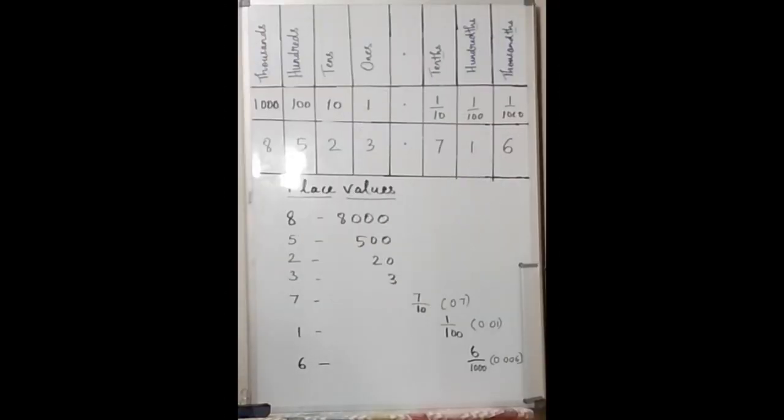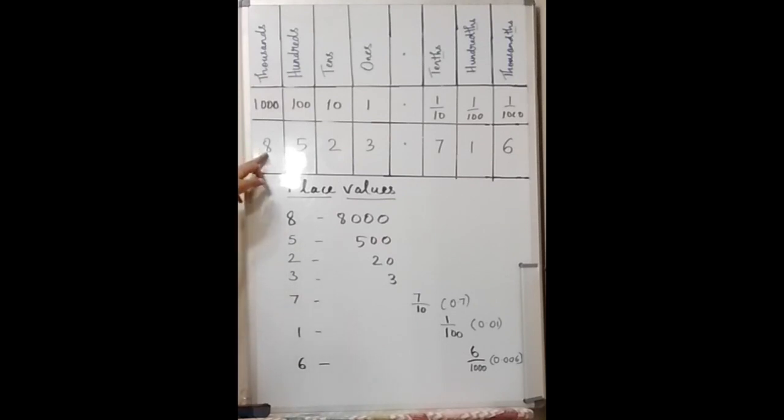We are going to represent another number in the place value chart. I have here 8,523.716. Did you notice that I said 0.716? I did not say 716 because we have to read a decimal number like this. It is read as 8,523.716. Okay.